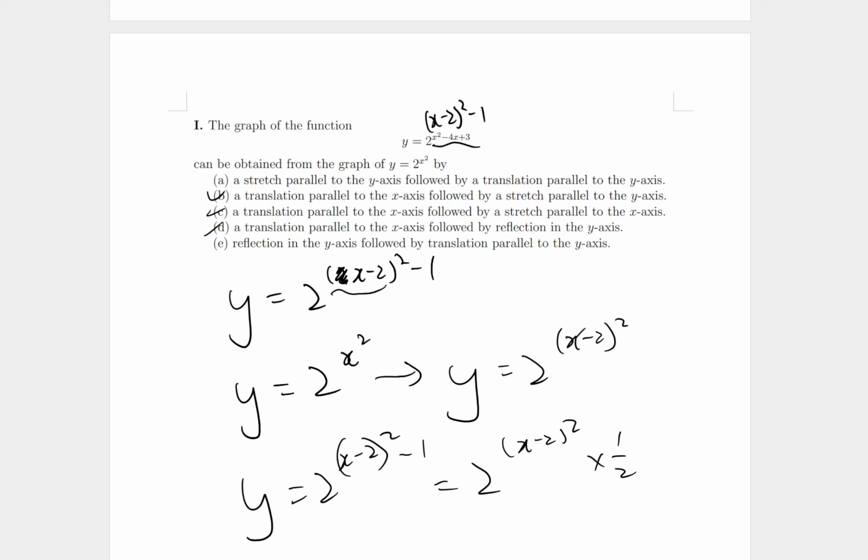So now you're halving the y value. You're halving the y value, right? So it should shrink in the y direction. Well, technically it could also be described as a stretch, but the scale factor is 1/2. So shrink and stretch are the same thing. So the answer is what? B, straight away, right? Because it's a stretch parallel to the y-axis. You're stretching in the y direction.